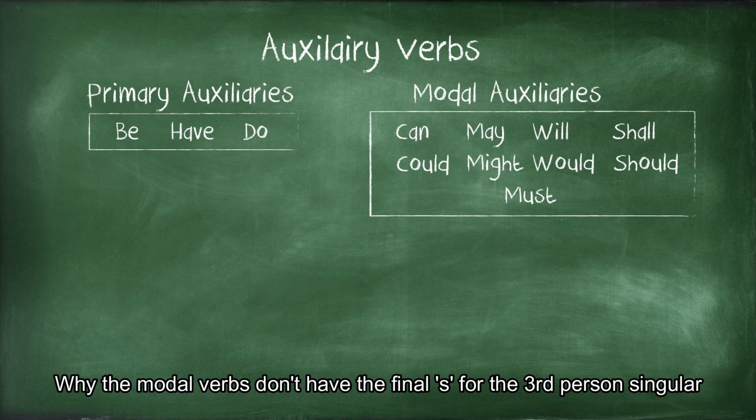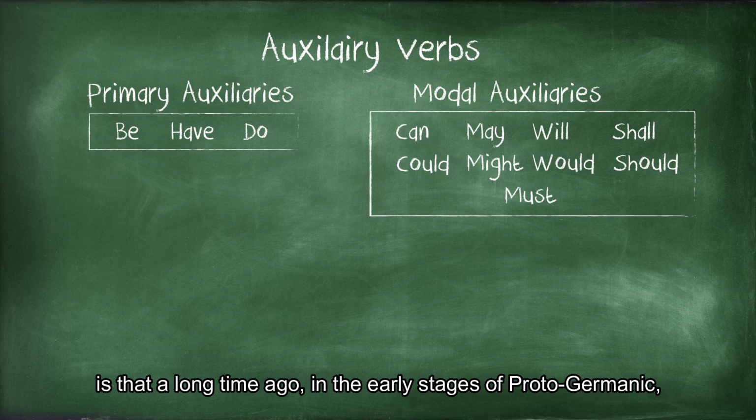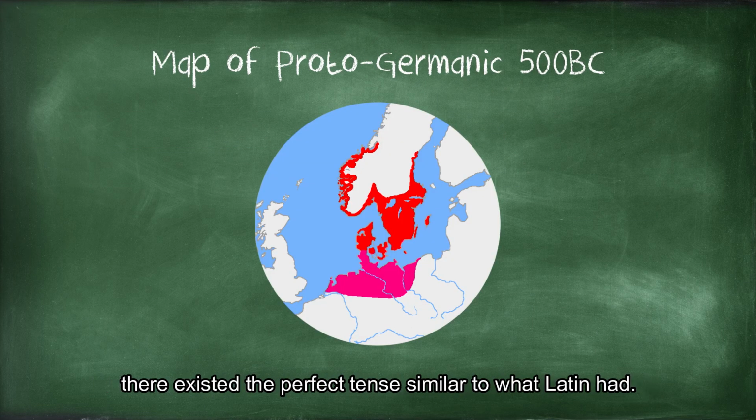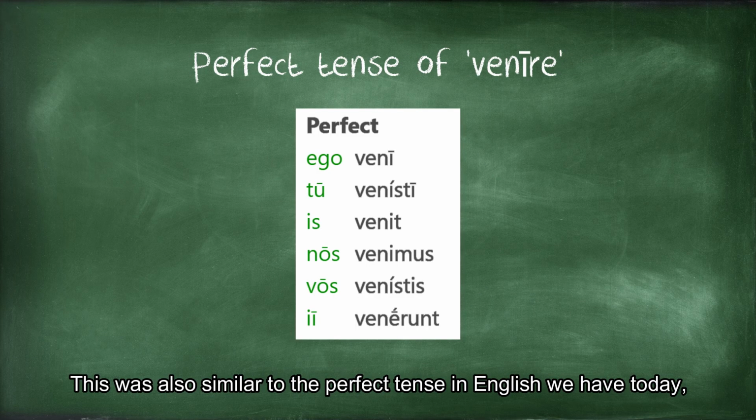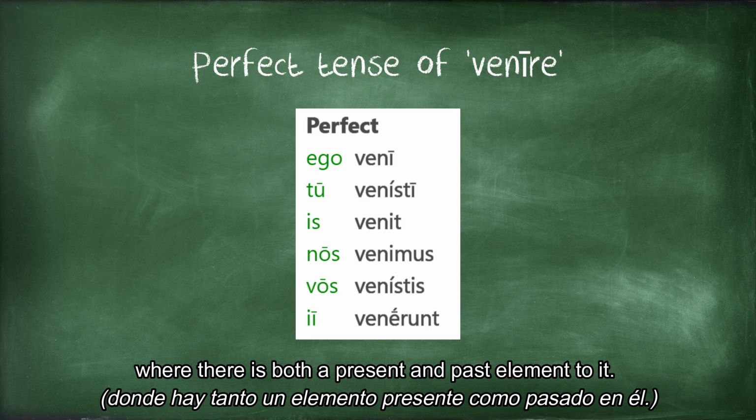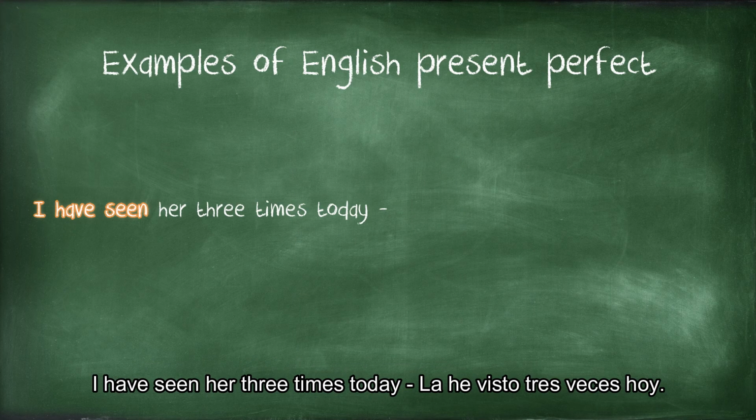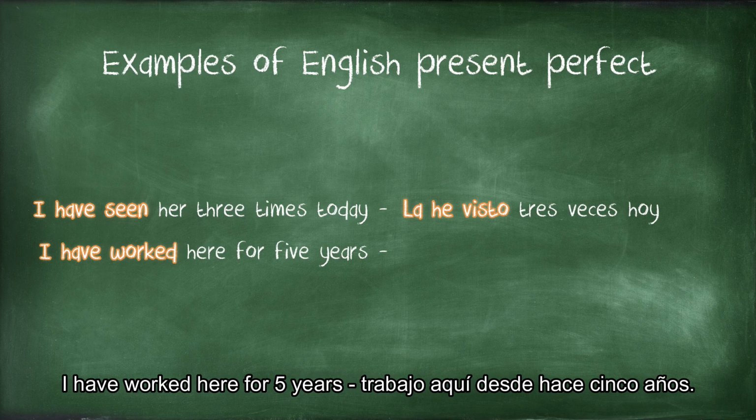Why the modal verbs don't have the final S for the third person singular is that a long time ago, in the early stages of Proto-Germanic, there existed the perfect tense similar to what Latin had. This was also similar to the perfect tense in English we have today, where there is both a present and past element to it. I have seen her 3 times today, la he visto 3 veces hoy, and I have worked here for 5 years, trabajo aquí desde hace 5 años.